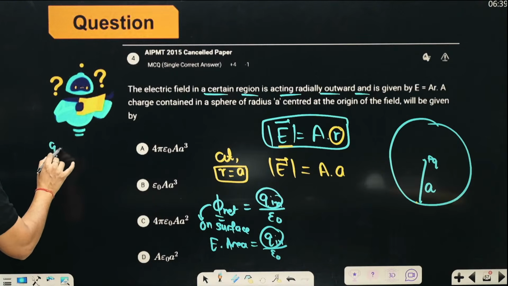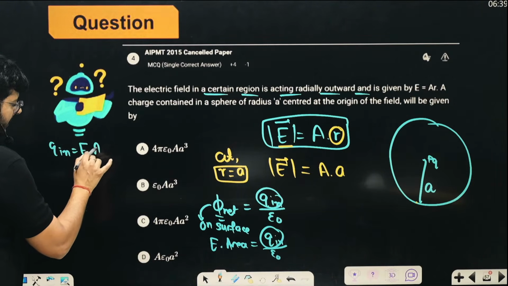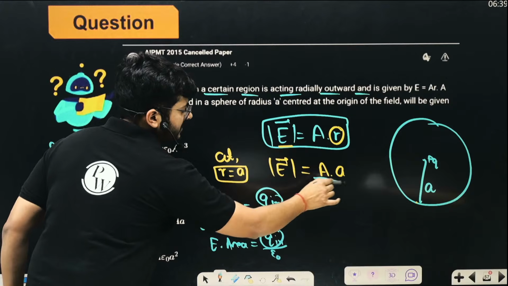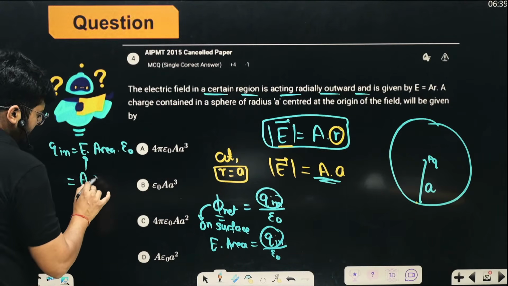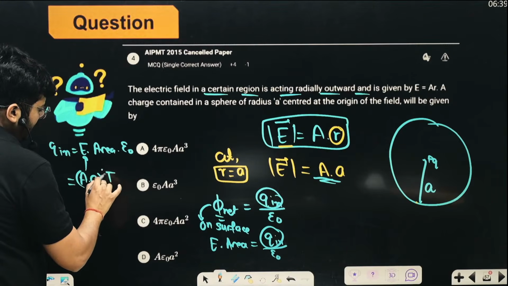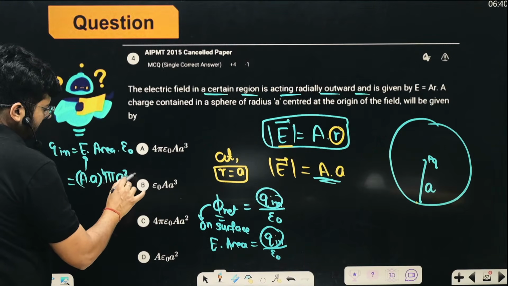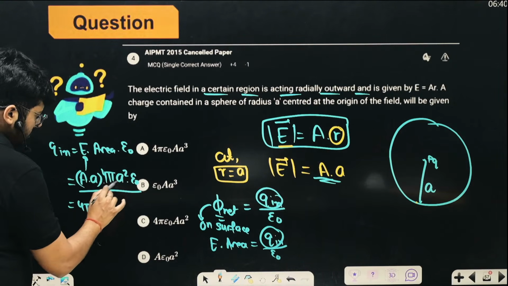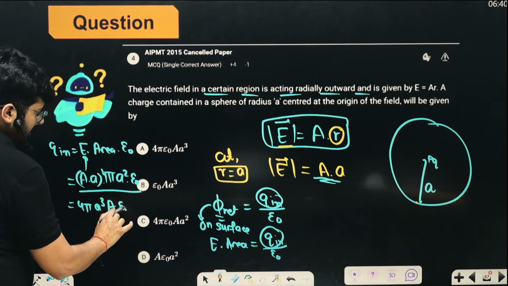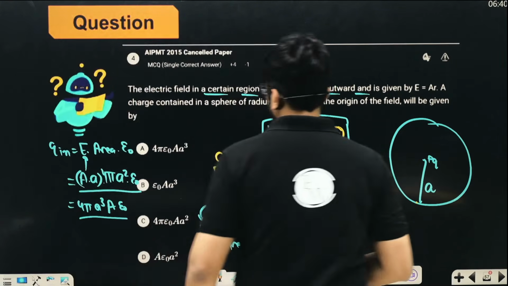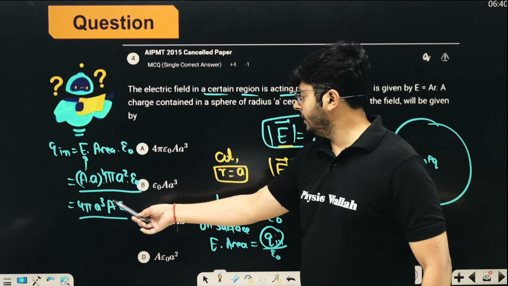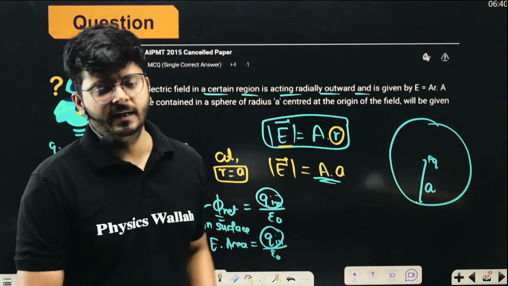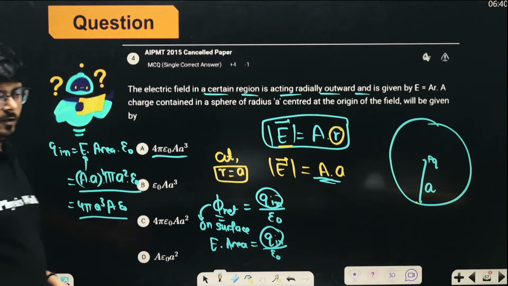So the charge inside is going to be E into area into epsilon naught. What is the electric field at the surface? A into a. What is the area? 4 pi r squared, which is 4 pi a squared. Multiply all of them: 4 pi a cubed A epsilon naught. This is the final value. Or you can write it as 4 pi epsilon naught a cube A, which is option A. Option A is the correct option.